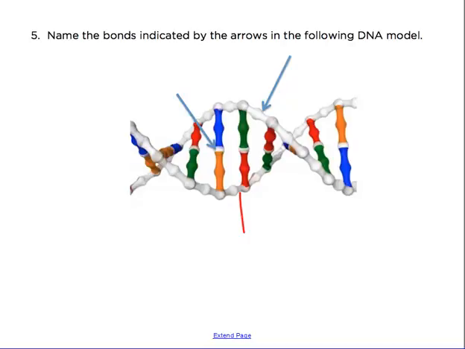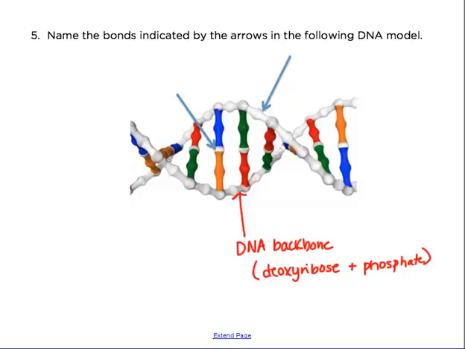This white part here is a DNA backbone, and that is made up of the carbon sugar, which is deoxyribose, and the phosphate group. And these pegs in the middle, in the helix, those are the nitrogenous bases. So it's saying, what are the bonds in this DNA model?